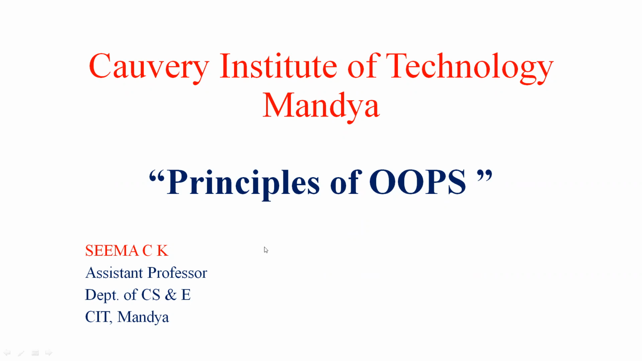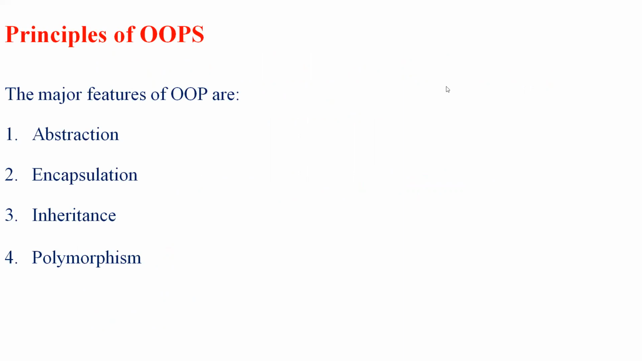From the last session, we know that object-oriented programming refers to a programming methodology based on objects, which contain both data as well as behavior. In object-oriented concepts, we will learn four major principles, that is abstraction, encapsulation, inheritance, and polymorphism.